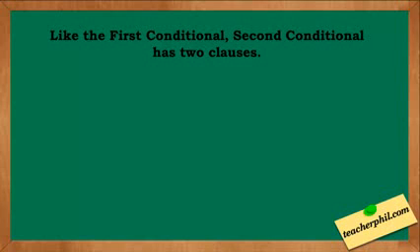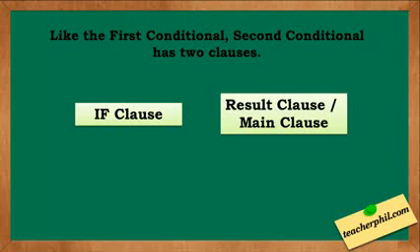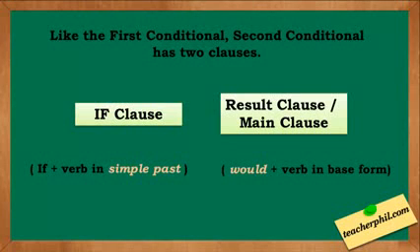Like the first conditional, second conditional has two clauses. We have the if clause and the result clause, which is also the main clause. If you can still remember, with the first conditional, we used present simple in the if clause. With second conditional, we follow the pattern if plus the verb in simple past. For the result clause in first conditional, we followed the pattern will plus the verb in base form. This time it should be would plus the verb in base form.